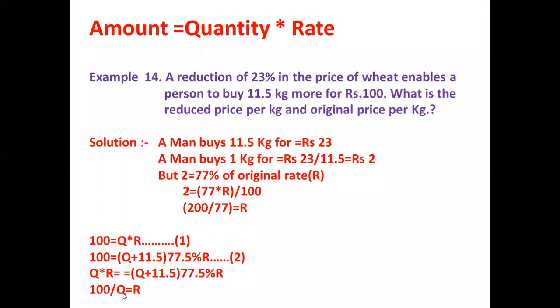Now we can solve this question by this method also. See, if you look carefully into the question, a man buys 11.5 kg more for rupees 23. So he will be buying 1 kg for 2 rupees. But this 2 is not the original rate. This is 77% of the original rate. Why? Because 100 minus 23 is 77. So 2 will be equal to 77 upon R into 100. You solve it, you will get R.